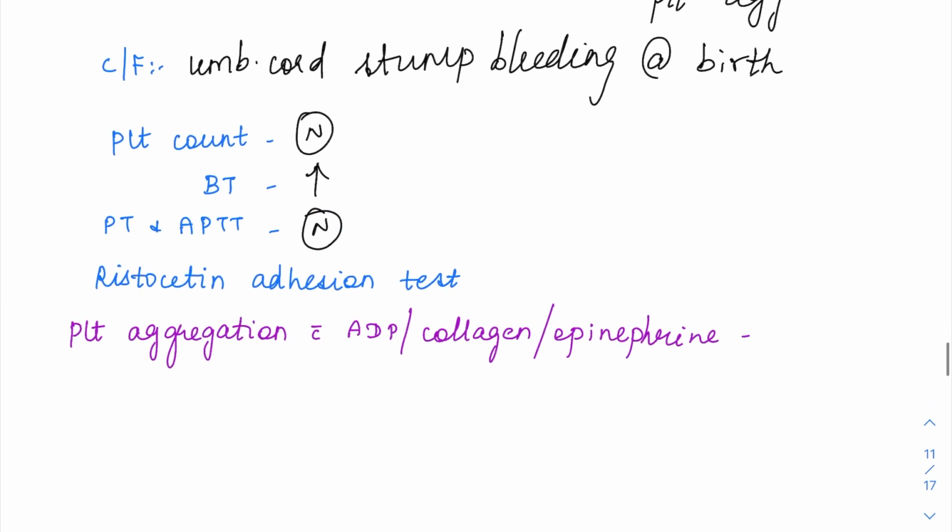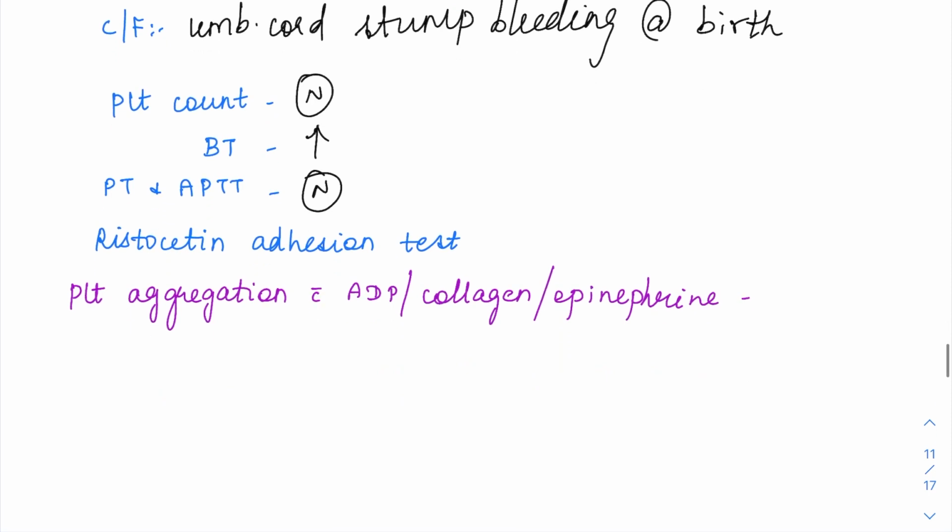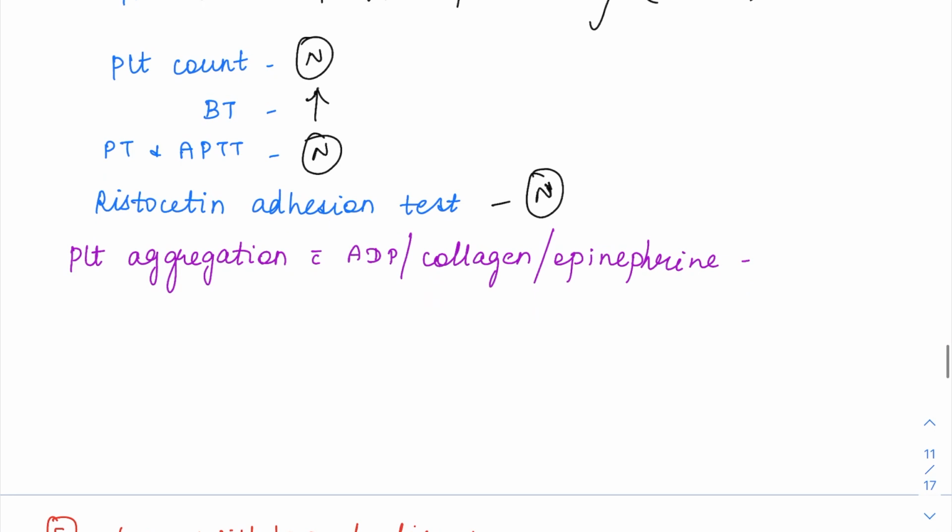But if you do the platelet aggregation study, the ristocetin adhesion test will be normal because adhesion is not a problem here, while aggregation with ADP, collagen or epinephrine is going to be abnormal. So the curve is going to be flat in this. Okay, so this is how you detect the various platelet function disorders.